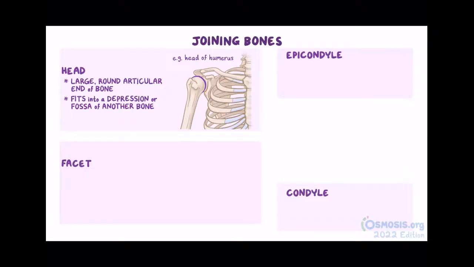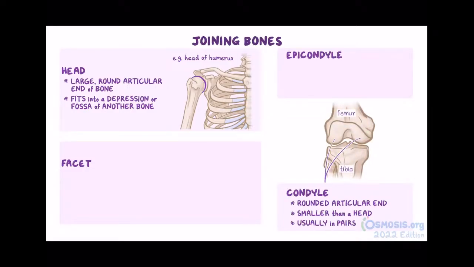shoulder joint. Next is a condyle, which describes a rounded, articular end, smaller than a head and usually occurring in pairs. Examples of condyles include the medial and lateral condyles of the femur, which articulate with the tibia, forming the knee joint. While we're at it, a small bump or eminence that lies on top of or beside a condyle is called an epicondyle. So it makes perfect sense for the femur to have 2 epicondyles, one above each condyle. These epicondyles don't articulate with other bones. Instead, they form attachment points for muscles.